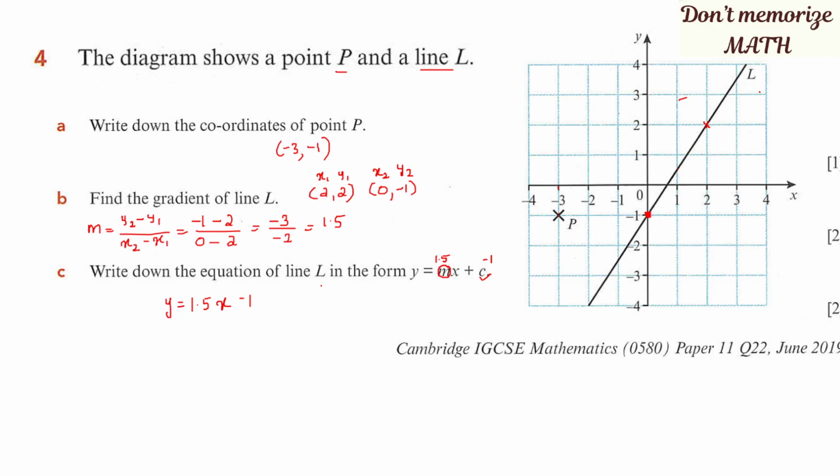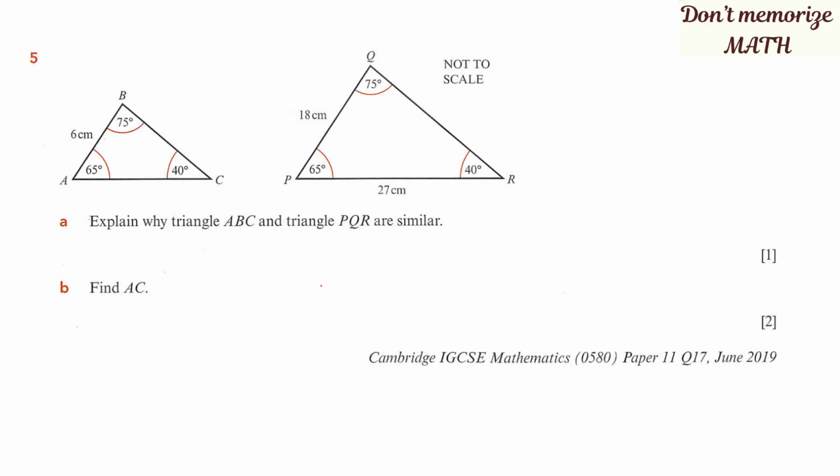Okay. Question number 5. Explain why triangle ABC and triangle PQR are similar. So we have one condition for similarity. If all angles are the same, you can say that two shapes are similar. Here you have 75, 75, 65, 65 and 40 and 40. So you can say that all angles are the same. So triangle ABC and triangle PQR are similar. These two triangles are similar.